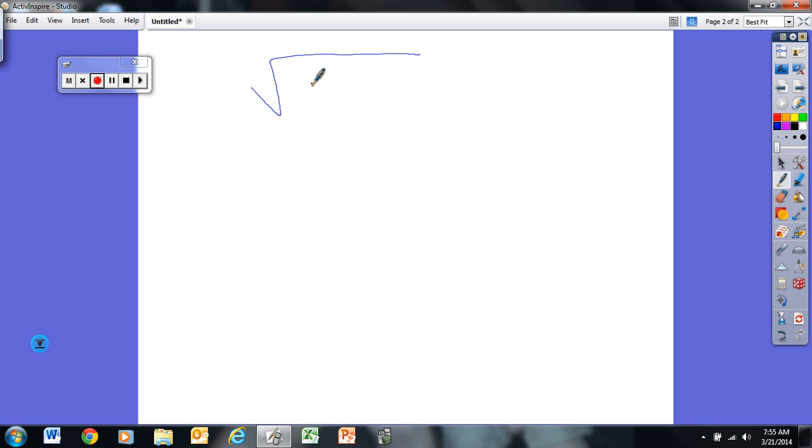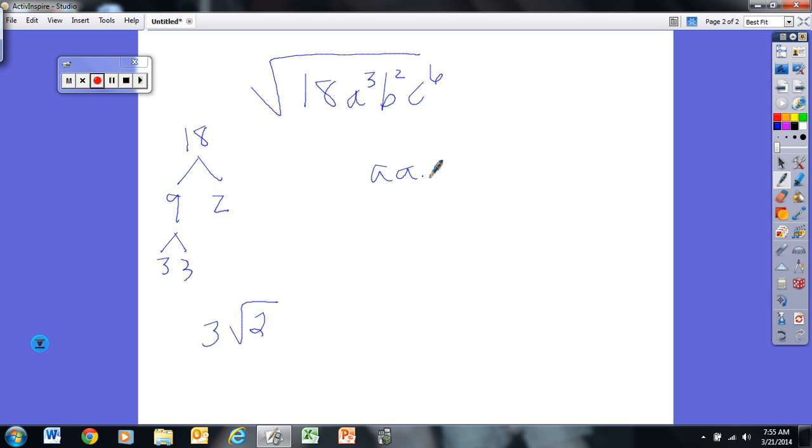So if we have the square root of 18a cubed b squared c to the 6th, well, we're going to do 18 separately. So 18 breaks down into 9 and 2, 3 and 3. So 18 is 3 root 2. A cubed is a times a times a. Well, the same rule applies. Take out the doubles, put 1 on the outside, and whatever's left over is underneath. B squared, if I wrote b and b, I would take out a b. So now I have 3ab, and then I have a root 2a.